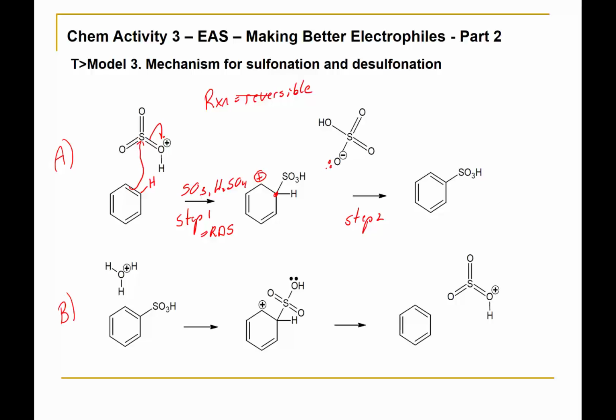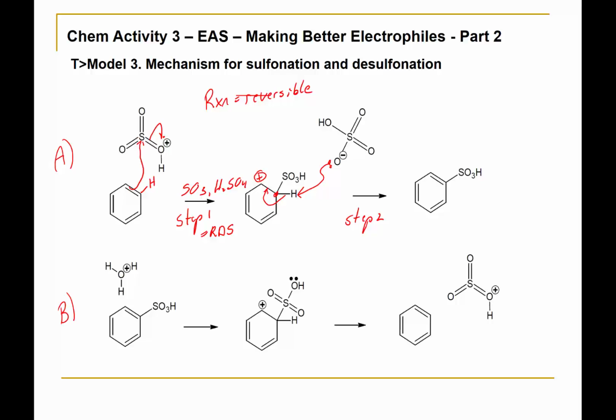In the next step, step number 2, the fast step, we have the removal of the hydrogen on the carbon that's being substituted, and the regeneration of the aromaticity. Hence, we have formed the sulfonyl group on the benzene ring.